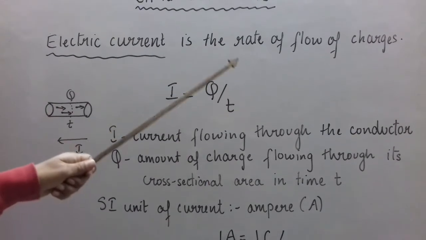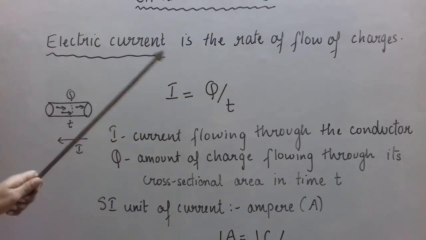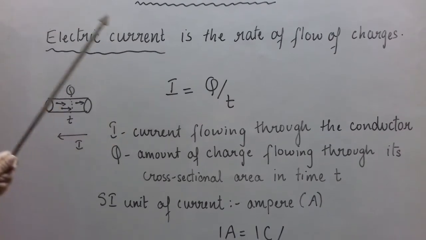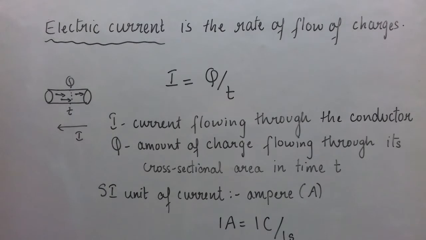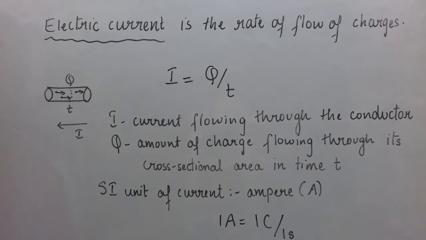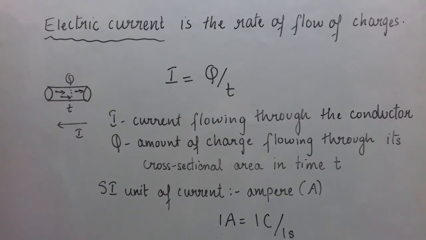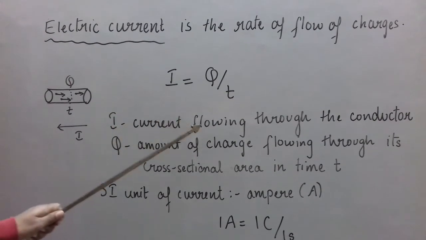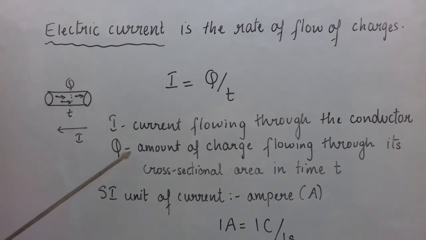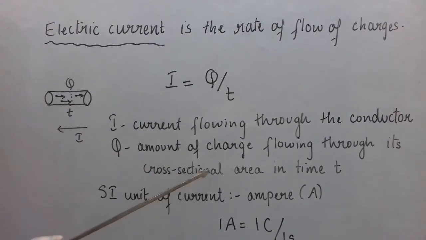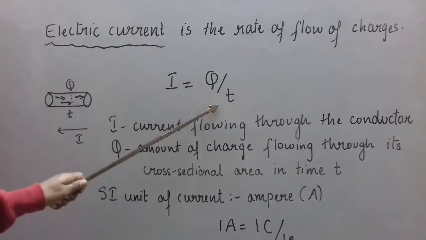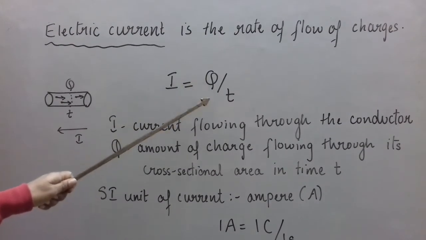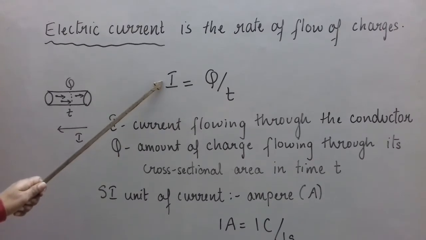So this is electric current. We can define electric current as rate of flow of charges or amount of charge flowing through the conductor in unit time, or flowing through the cross section of the conductor in unit time. So if I is the current flowing through the conductor, Q is the amount of charge flowing through its cross-sectional area in time t, then I is equal to Q by T. So rate of flow of electric charges through the conductor is nothing but electric current.